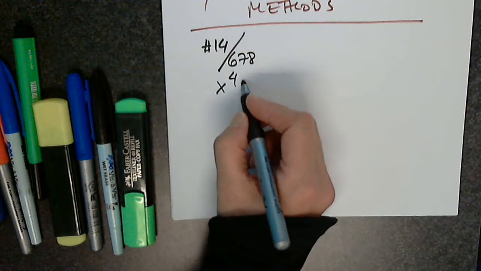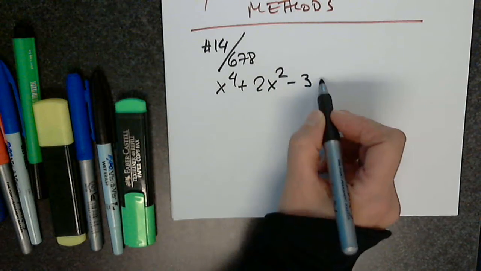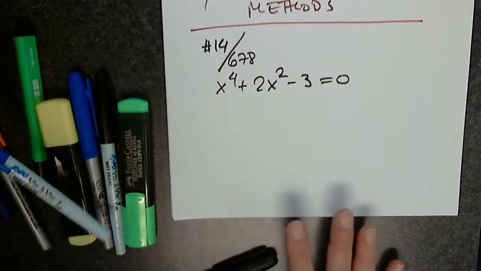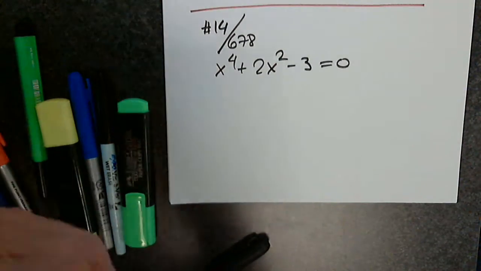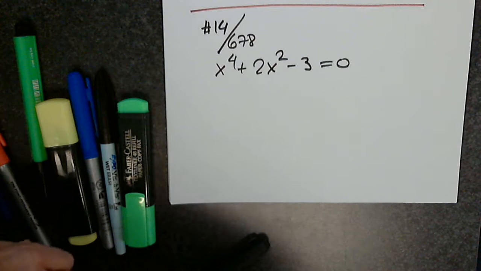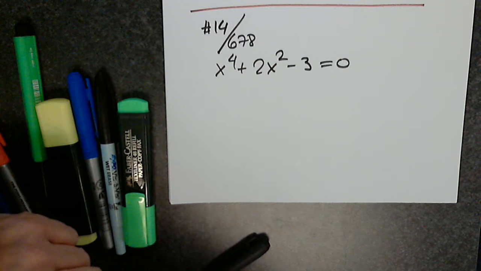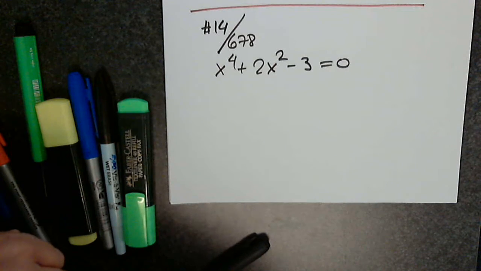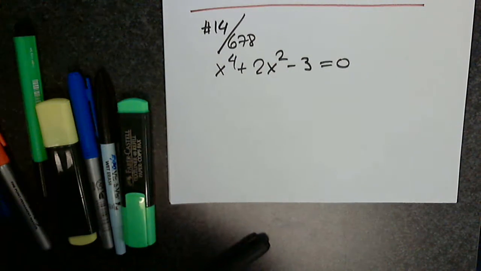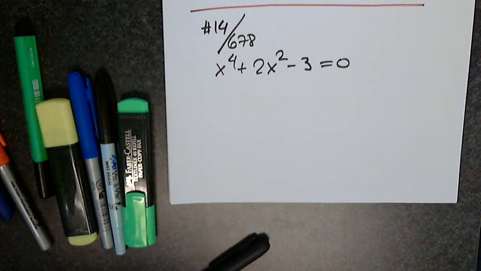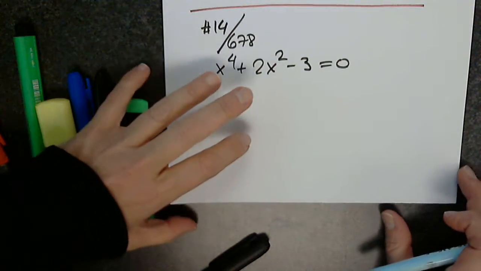Okay, so we have x to the 4th plus 2x squared minus 3 equals 0. What is the degree of this polynomial? 4. How many solutions do you expect? 4, correct. Is this a quadratic equation? Exactly. Second degree. Is this a quadratic equation? No, because it has degree 4. A quadratic equation cannot have 4 solutions, right? A quadratic equation can have 2 solutions, but not 4. So this is not a quadratic equation.